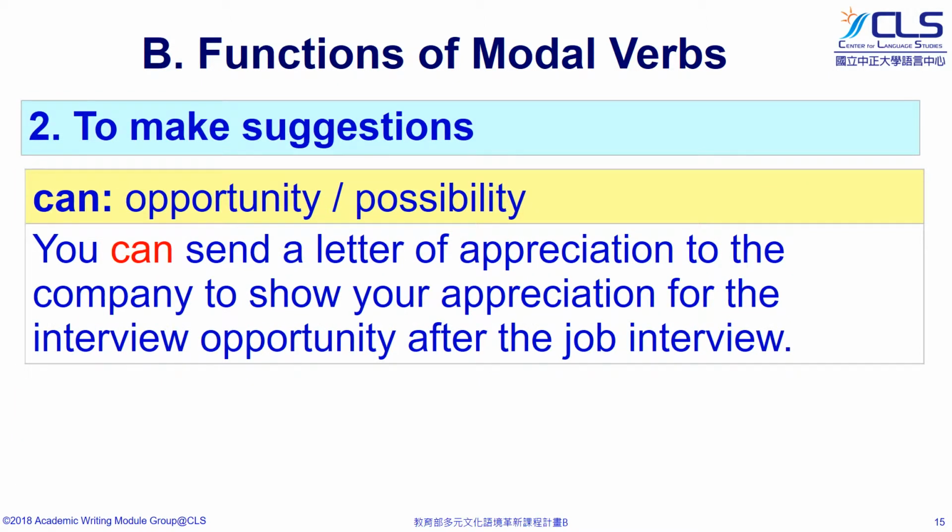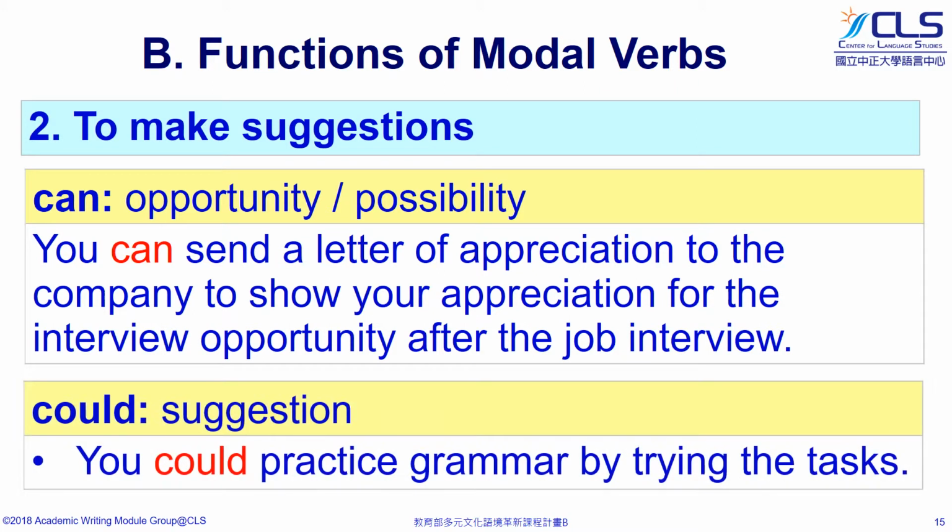Third, as we can see from the sentence, "you can send a letter of appreciation to the company to show your appreciation for the interview opportunity after the job interview," can is used to show opportunity or possibility. And the fourth, could, in "you could practice grammar by trying the tasks," is used to propose a suggestion.